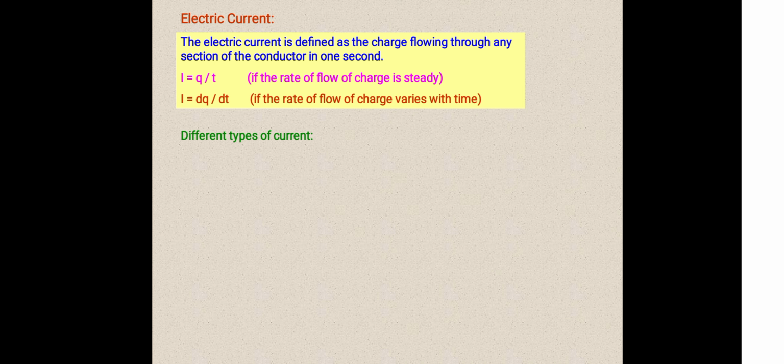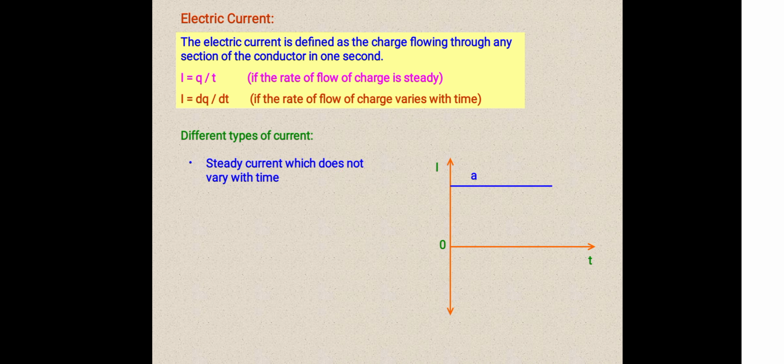Now we discuss the different types of current. First, we discuss the steady current. What is steady current? Steady current is current which does not vary with time. Look here, there is a graph. We plot time on the x-axis and current on the y-axis. This blue line is the graph for steady current, where the magnitude of current is the same. That means the magnitude of steady current does not vary with time.